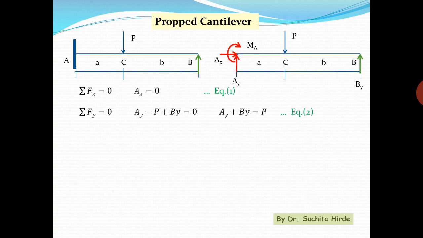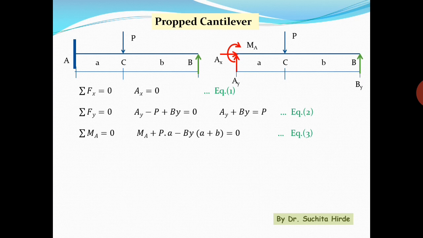Now we will apply the third equation. So we will take moment about A equal to 0. Summation of moment about A equal to 0. So here, what are the forces which are contributing to this? These are MA, P and By. So you know that the moment due to Ax and Ay will be 0. So we get the equation MA plus P into A minus By into (A plus B) is equal to 0.